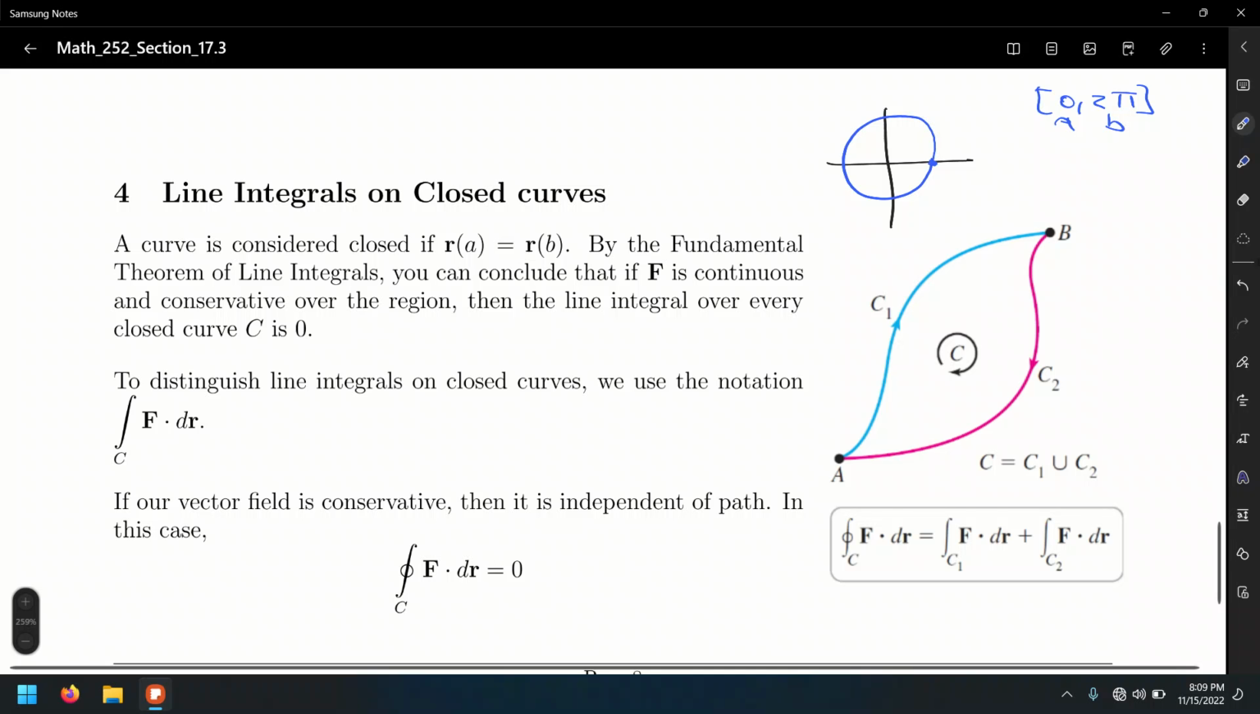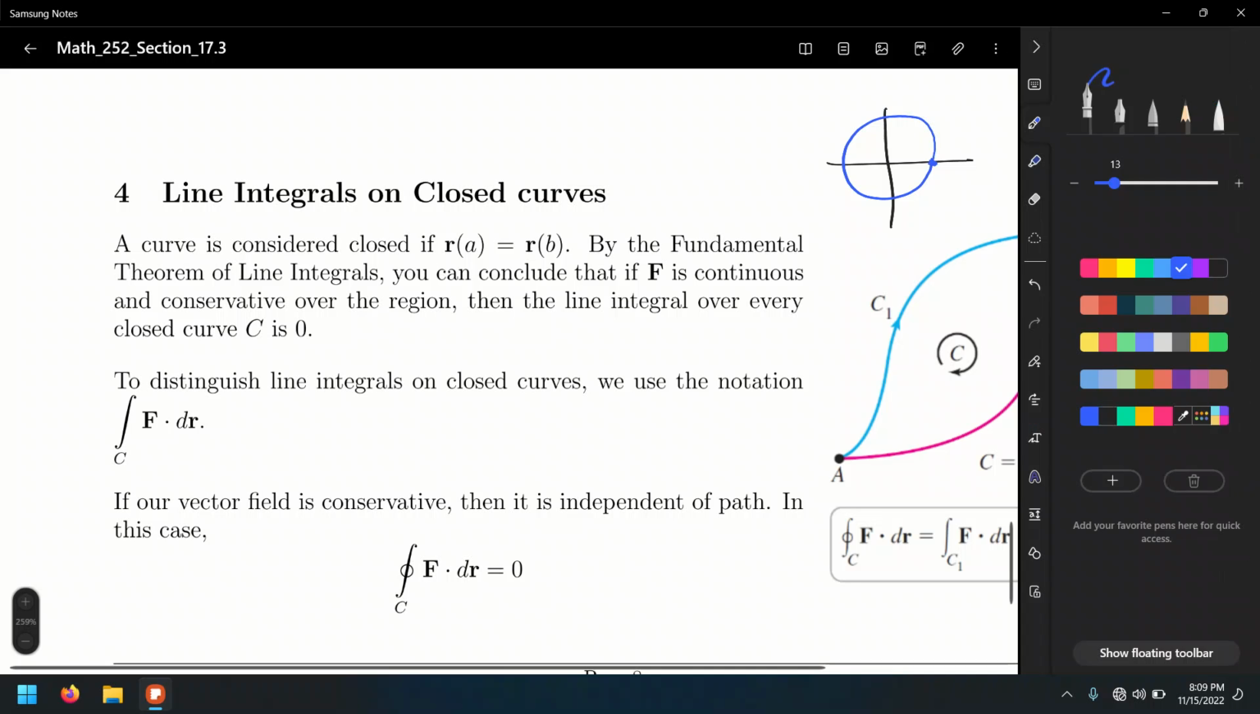All right? And so these integrals are going to look a little different. Actually, their notation. To distinguish these line integrals over closed curves from the line integrals over open curves, we use the following notation. So this same integral, however, we add a little circle right in the middle of the integral sign, and that's to denote that we are integrating over a closed curve, over a cyclic curve. It doesn't necessarily have to be a circle.